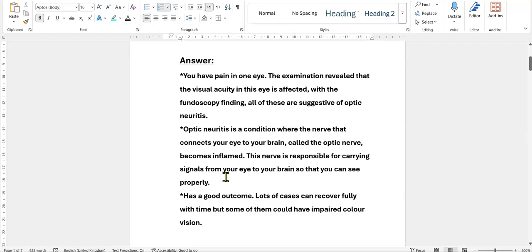The third part of any diagnosis is giving the prognosis. Okay? So the first part is summarization of the symptoms and examination findings. The second part is explanation of the condition. And the last part is giving the prognosis. Okay? It has a good outcome. Lots of cases can recover fully with time, but some of them could have impaired color vision. Okay? Okay.